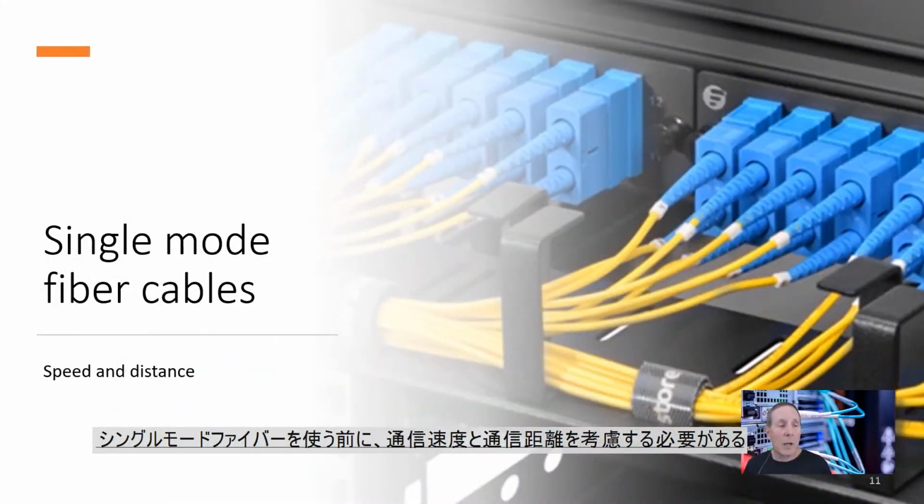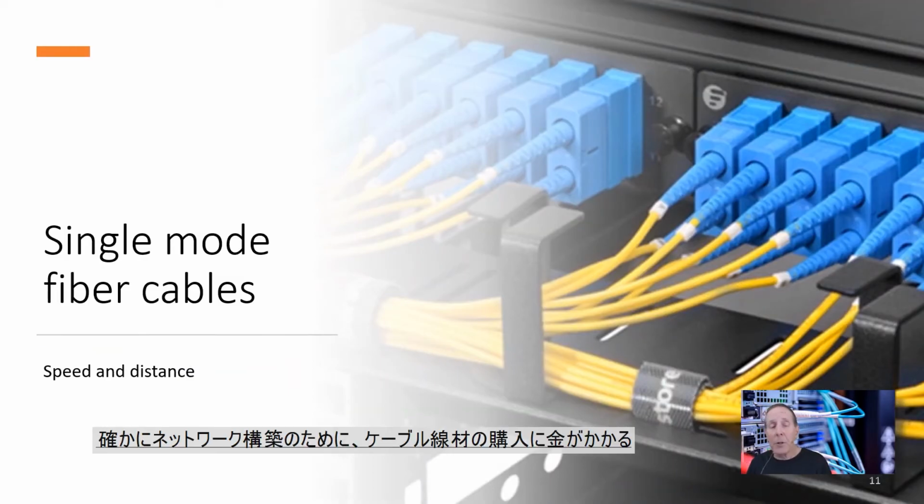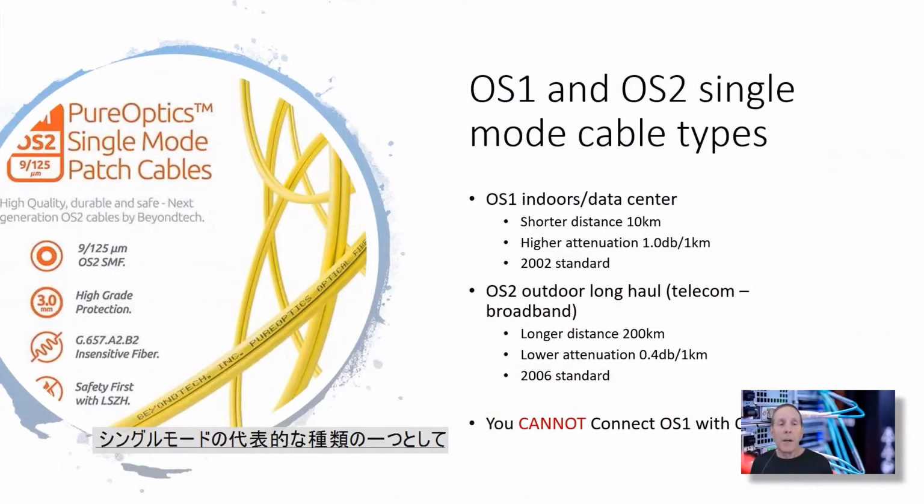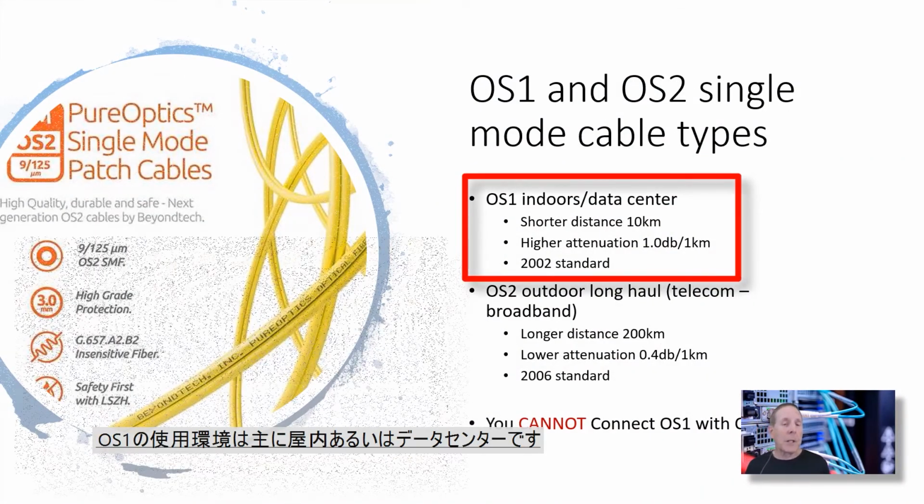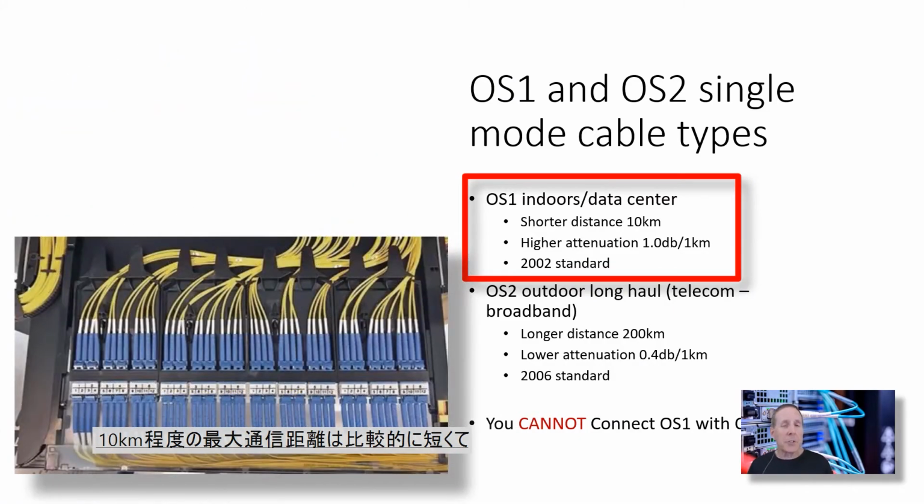When we talk about single mode fiber cables, we're talking about speed and distance. Keep in mind though, the cost for these cables, connectors, and systems are more expensive. Now the first optical single mode is called OS1. It's normally indoors and in data centers. It has a shorter distance, about 10 kilometers, higher attenuation. It's based on a 2002 standard.